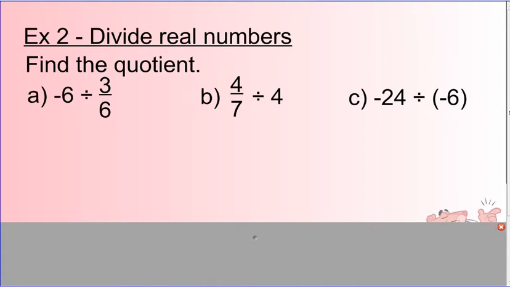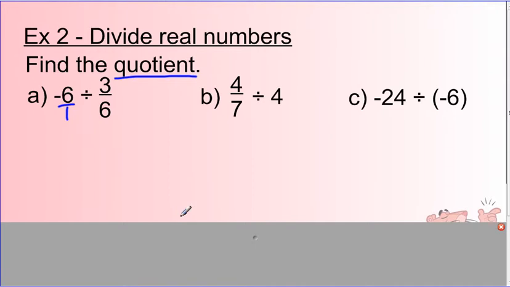So, we want to find the quotient, which means divide. That's the answer to a division problem. So let's do it. We want to take -6 divided by 3/6. All right. So here's how this works. When you're dividing fractions, the first thing you want to do is get fractions. This is not a fraction. Now it's a fraction. Again, any whole number, to turn it into a fraction, you put it over 1. So now we have a fraction.